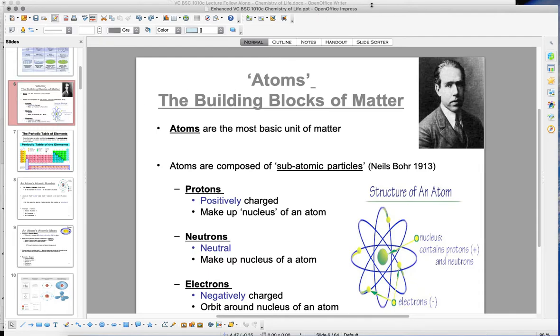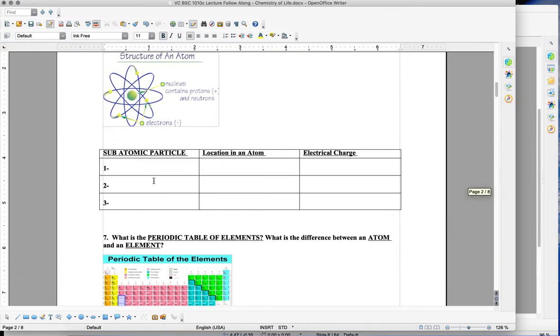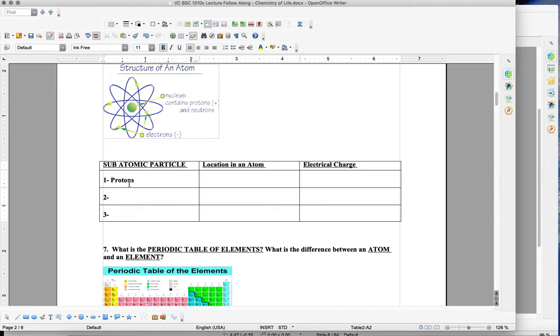So let's go ahead and fill out our follow along for that. So we've got our 3 subatomic particles. We've got protons, we've got electrons, and we've got neutrons. All right, and then location in the atom, these are going to be in the nucleus, these are going to be in the orbit. I'll just say orbital shells, and we'll talk about what those are here, and then nucleus. And then the electrical charge here for the protons are going to be positively charged, electrons are going to be negatively charged, and then neutrons are neutral. No charge.